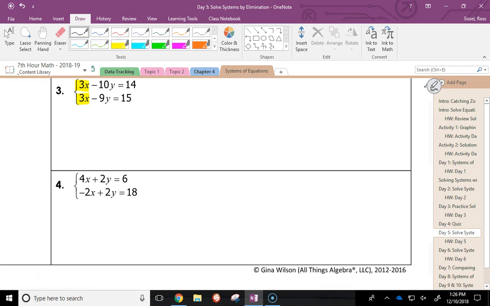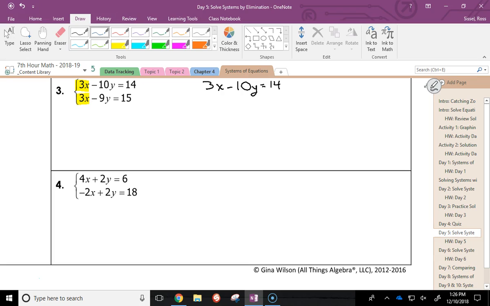I'm going to take my first equation and write it down. 3x minus 10y equals 14. And now here's the question. I like that you said that, Ricky. He said, am I adding? Well, first, are both of my x's positive or are they opposite? They're the same. So what do I want to do first?